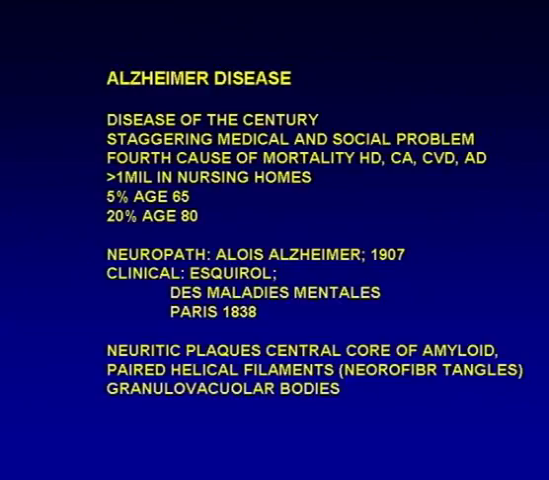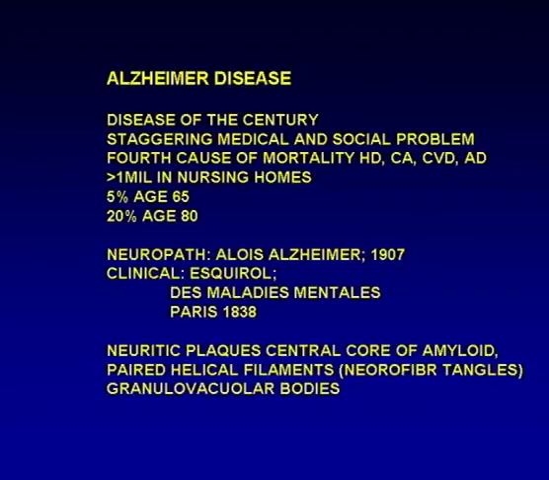It's been called the disease of the century. It's, as you know, a staggering medical and social problem, the fourth cause of mortality after heart disease, cancer, and cerebrovascular disease. More than 1 million people are in nursing homes, and 5% of people over the age of 65 and 20% of people over the age of 80 are supposed to have this dementing disorder. The neuropathology was described by Alois Alzheimer in 1907. Previously, it was described in the French literature back in 1838.